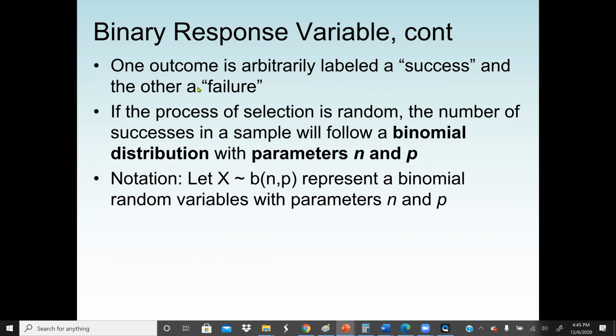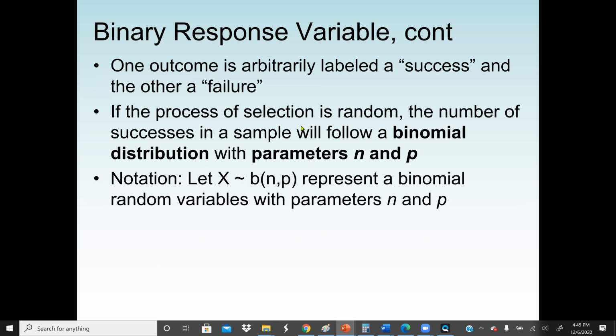One outcome is arbitrarily labeled as a success, and the other a failure. Except maybe with gender, where neither male nor female is a success. But when testing a patient for a specific cancer or disease, you can test positive or negative. Positive means it's a failure, you have the disease. Negative is a success, you don't have the disease.